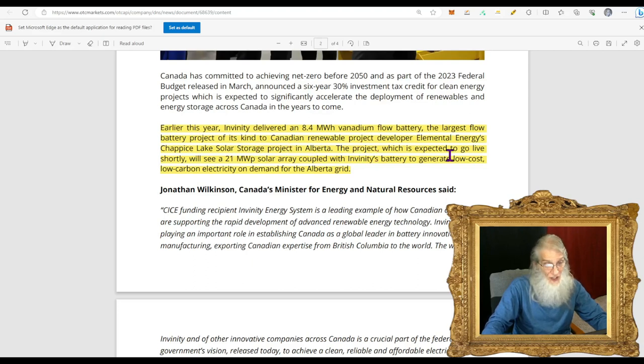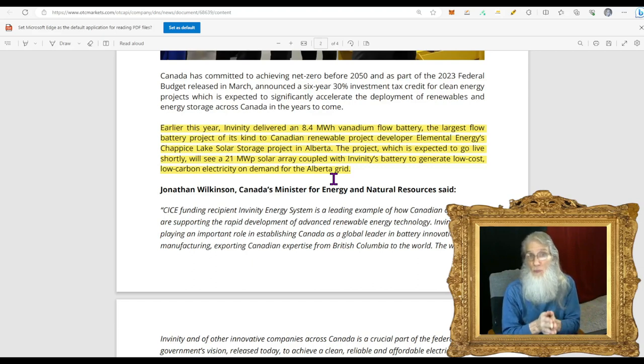The project, which is expected to go live shortly, will see a 21 megawatt solar array coupled with Invinity's battery to generate low cost, low carbon electricity on demand for the Alberta grid. Folks, that's getting in with the country on the Alberta grid, and it's going live anytime here. One of the biggest energy projects they've ever seen with the green energy programs up there. So we are expecting new business to come from this meeting, and we've been told they already have something launching right now. I see a lot of reasons why this chart should bounce.